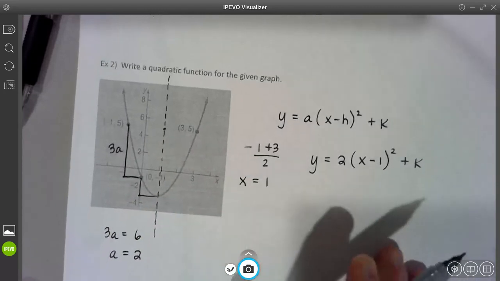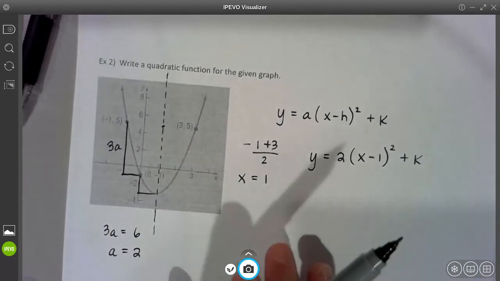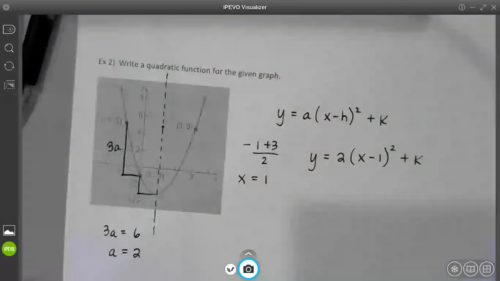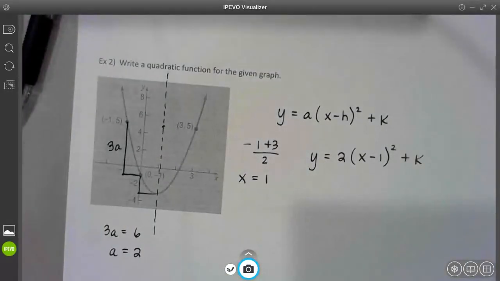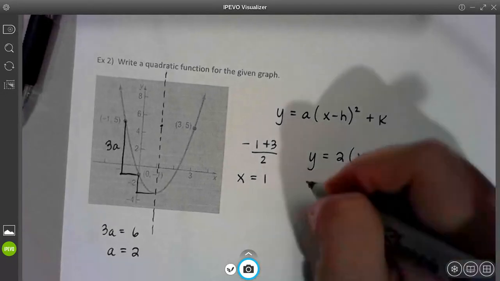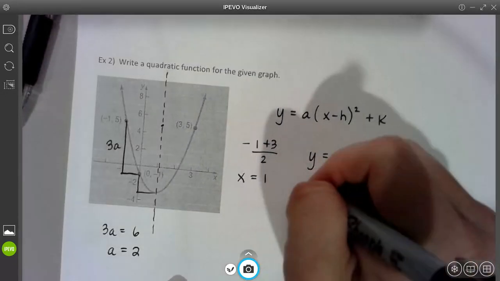All right, so everybody do that. I'm going 0, -1. If you want to live on the edge and plug in a different point and see that we're still going to get the same y coordinate of our vertex, the same k value, have at it. I'm going with 0, -1.